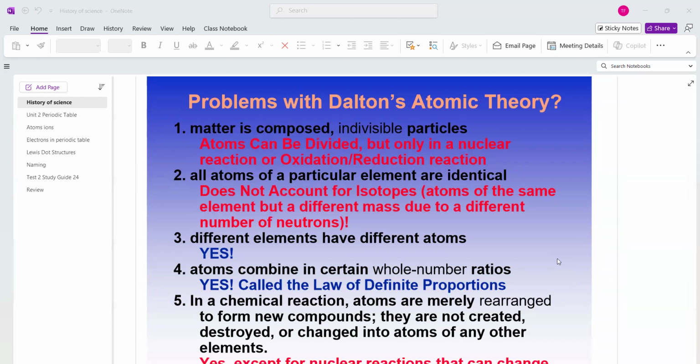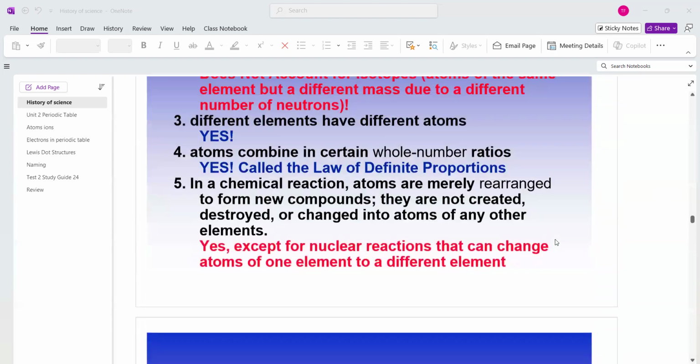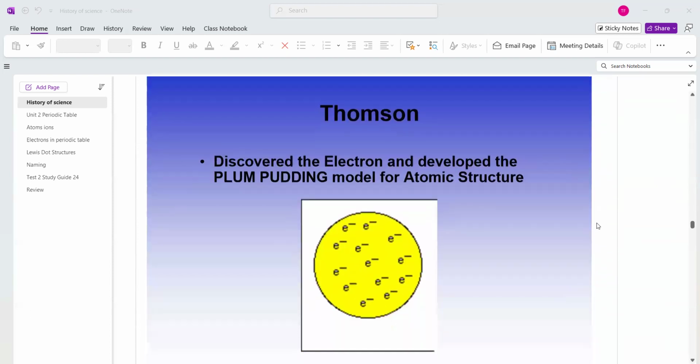Number 1, normally we can divide it down to the atom. Any further than that, we create lots of energy. And he didn't account for isotopes. And then number 5 doesn't account for nuclear reactions. Okay, so it was a really good start. Dalton is a very important person in modern science.